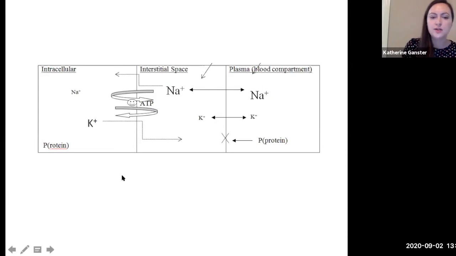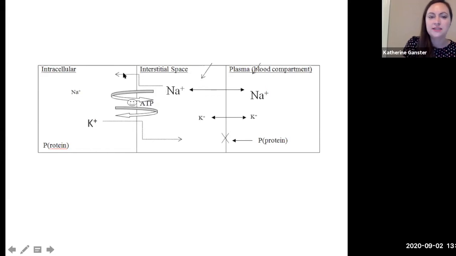Remember, there's also another function for ATP. Here is the cell, inside the cell. There's a sodium-potassium pump here, which is using ATP to pump sodium out of the cell and to bring potassium in. Sodium is higher outside the cell, lower inside the cell because of this sodium-potassium pump, which uses ATP. Sodium wants to go from an area of high quantity to an area where there's less of it. So if you run out of ATP, this sodium-potassium pump stops working.